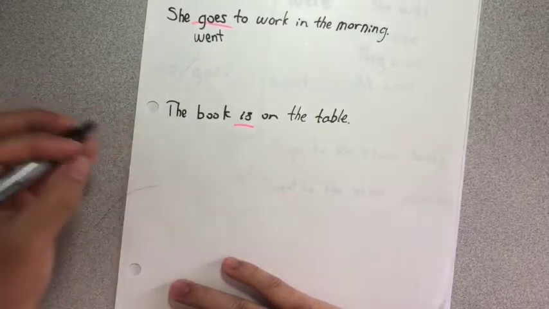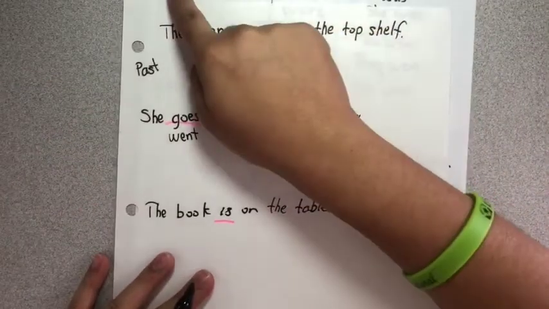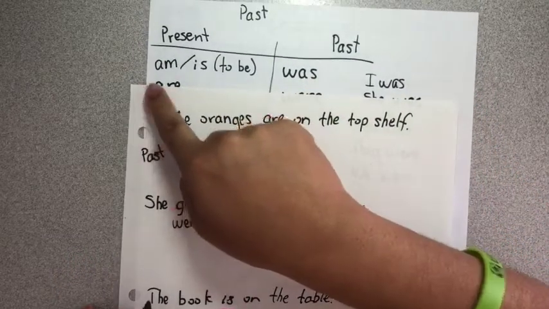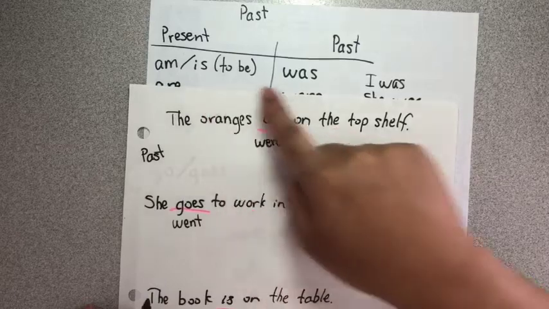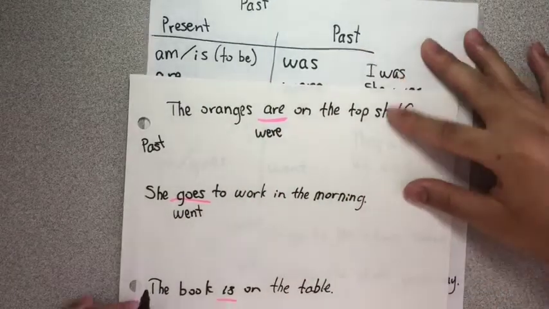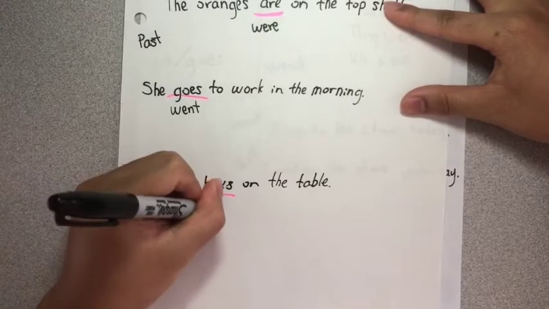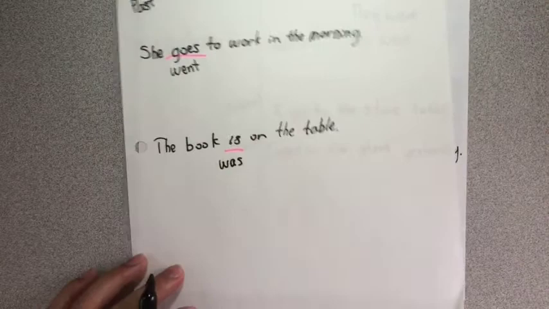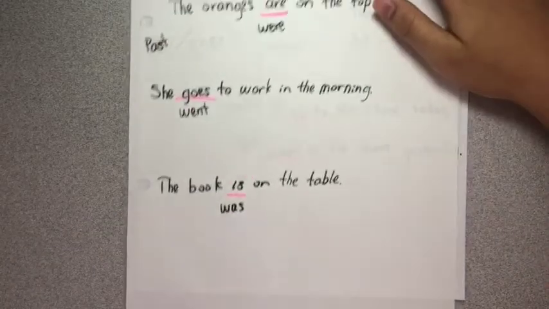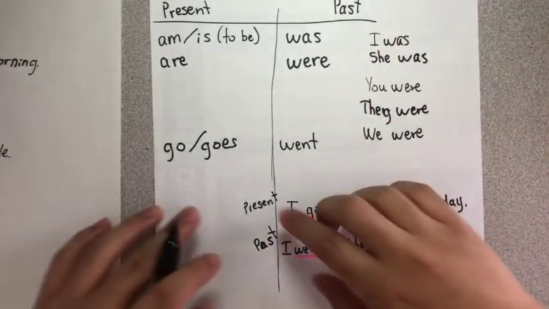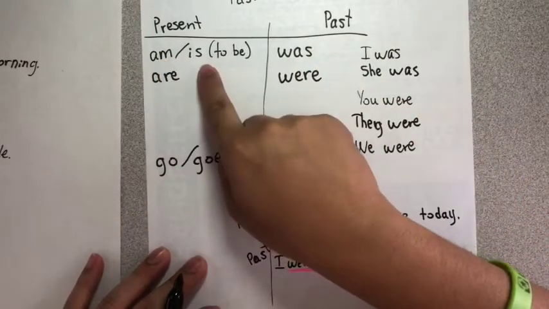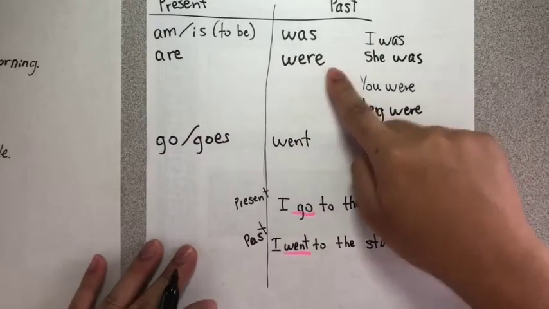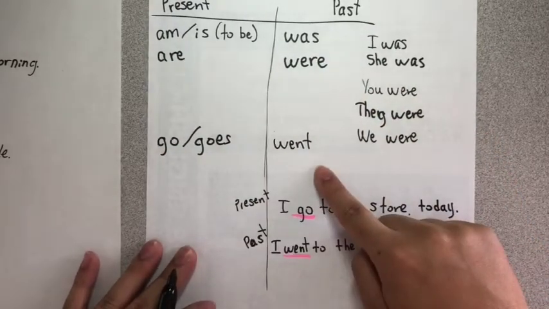The past tense of is: I am, he is, was. Oh, sorry, you can't see that. Am, is, present; was, past. The book was on the table. Okay? So you need to know the past tense of am and is is was. The past tense of are is were. And the past tense of go and goes is went.